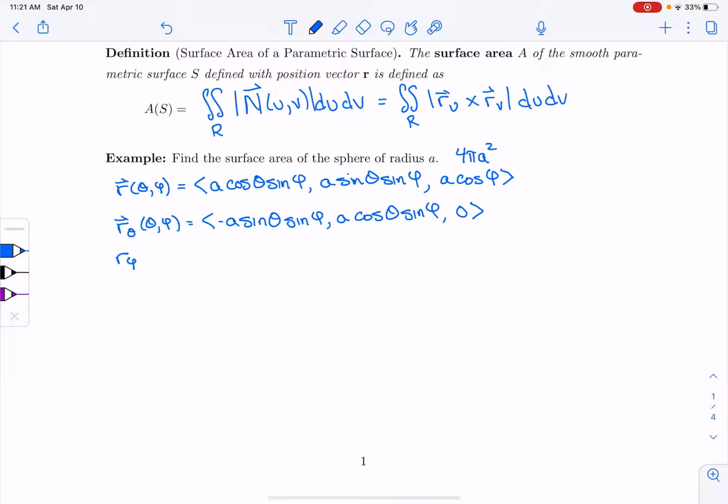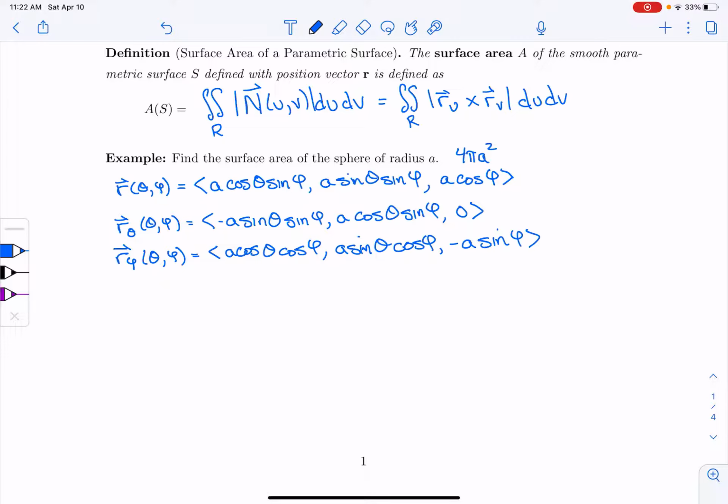And then the derivative of r with respect to phi is going to be a cosine theta cosine phi, a sine theta cosine phi, and then minus a sine phi, taking derivatives with respect to phi.